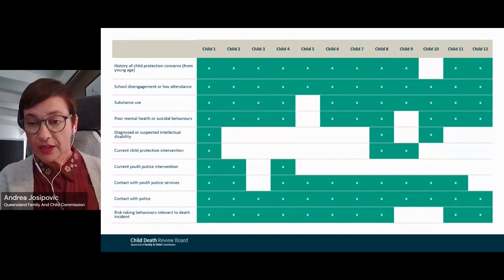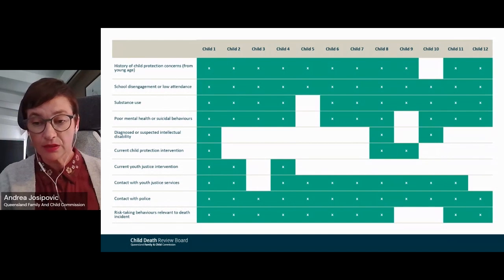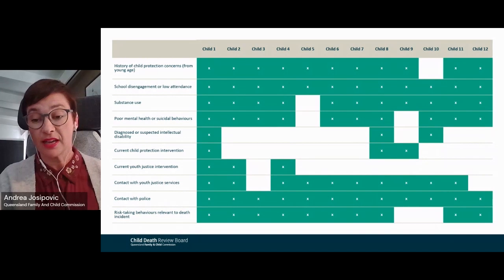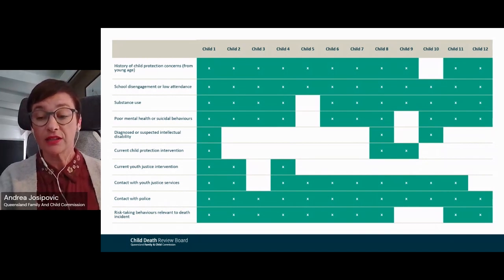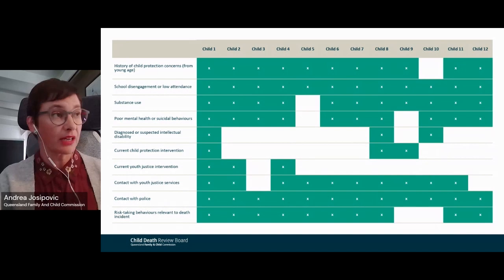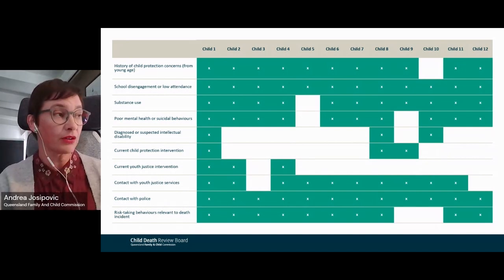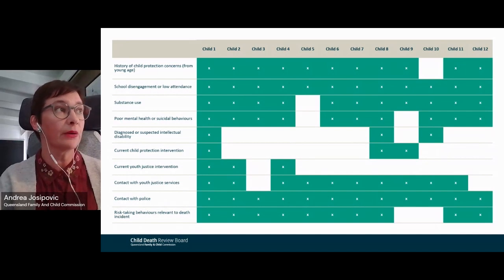So almost all had child protection histories. They were not attending school. Many of them engaged in illicit substance use, and that can start from as early as 8 or 9 years old. There was an expression of suicidal ideation or poor mental health recognized, and then often there are trajectories of trauma and adverse childhood experiences early in life as well.